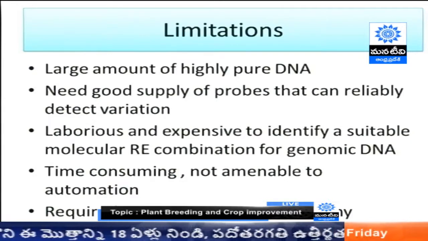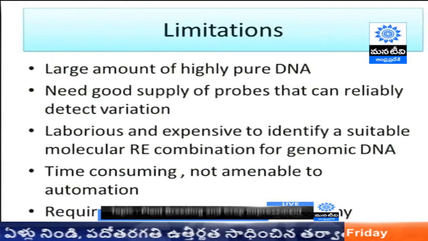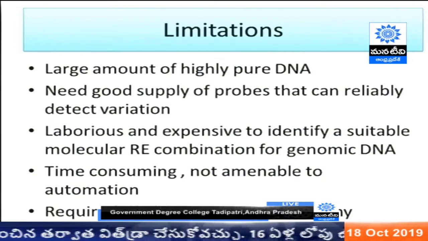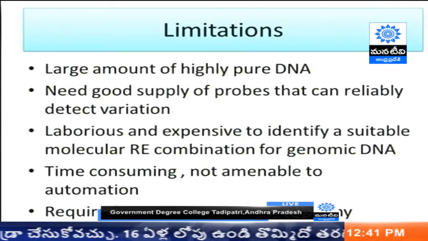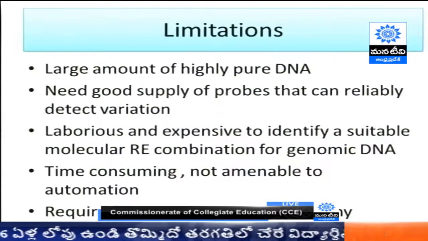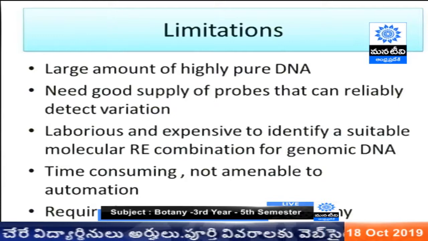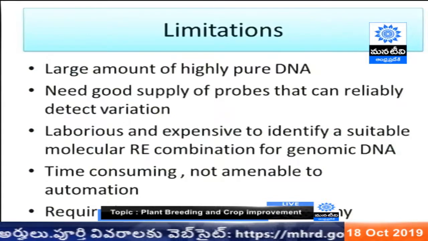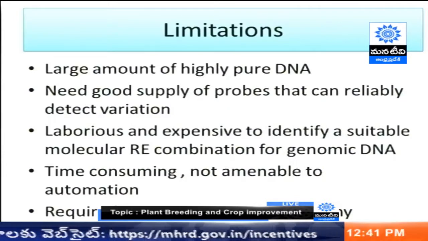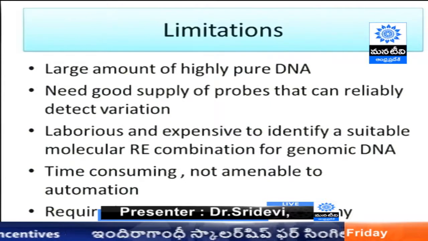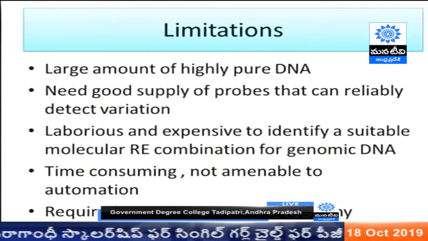Coming to the limitations, large amounts of highly pure DNA are required for the RFLP technique. It needs a good supply of probes, with probes only reliably detecting the variation. Without a good supply of probes, there will not be detection of variations. That is why there is a need for a good supply of probes.